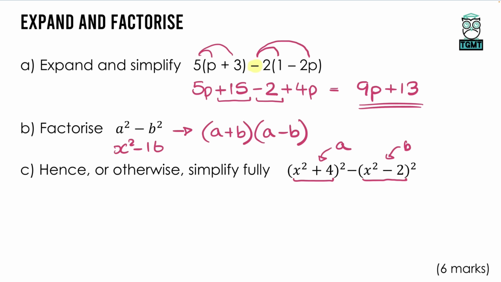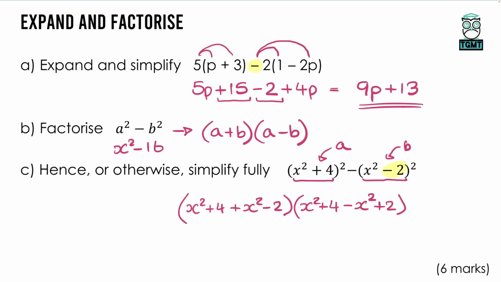So if we start with the a plus b, well, a is x squared plus 4, so x squared plus 4, and then we're adding b to that, so adding x squared minus 2, and that's our first bracket done. And in the second bracket, it's a minus b. So x squared plus 4, and here's where you've got to be really careful because we are subtracting b. So minus the x squared, and then we're going to subtract the negative 2. So we're looking at this piece here now, this subtraction of that negative 2, and that would be plus 2.